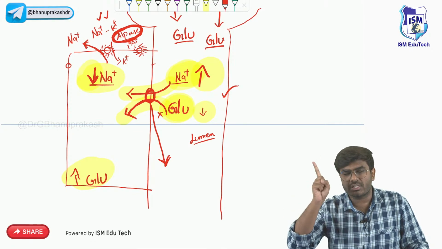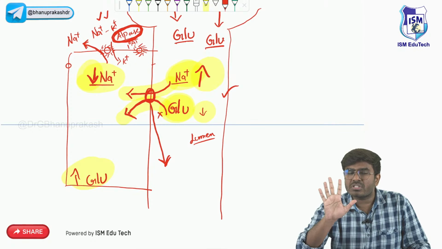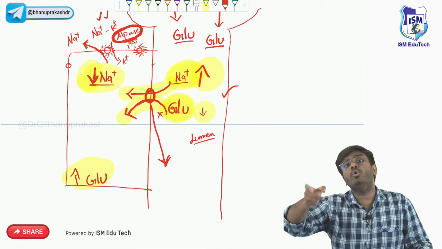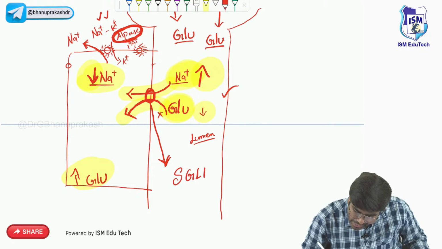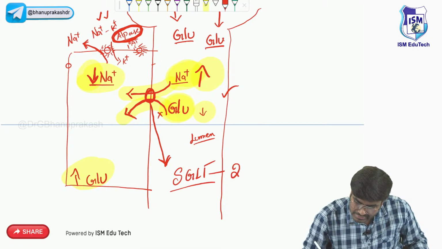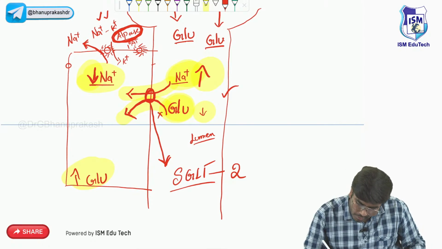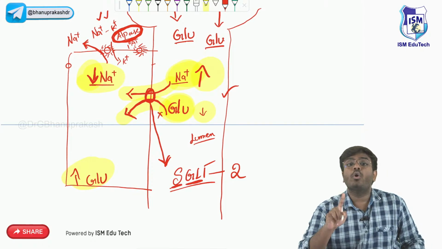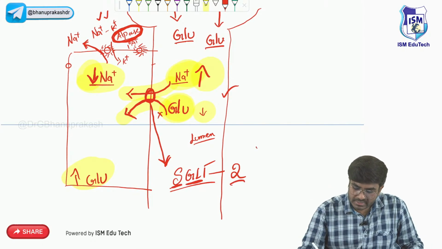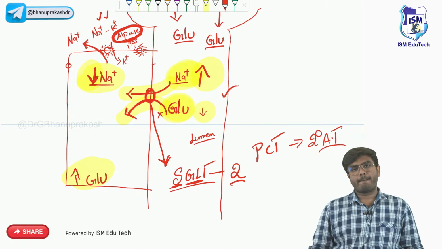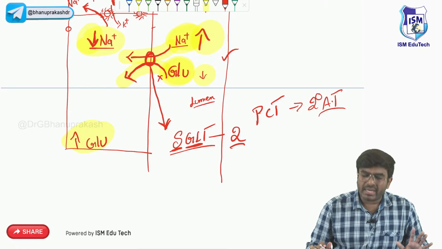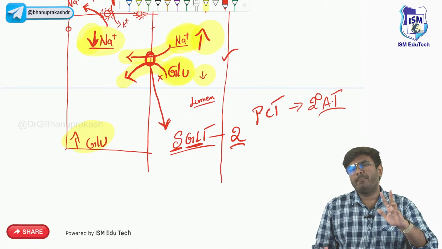These are not just glucose transporters. These are sodium glucose co-transporters. So these are called SGLT type 2 especially: sodium glucose co-transporters type 2, present in the proximal convoluted tubule, an example of secondary active transport. Okay, now I'm just trying to correlate it with pharma.